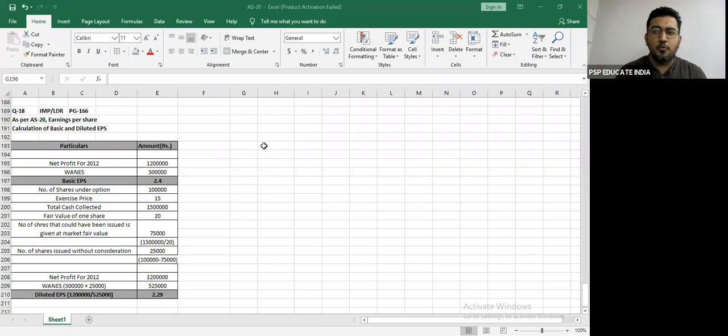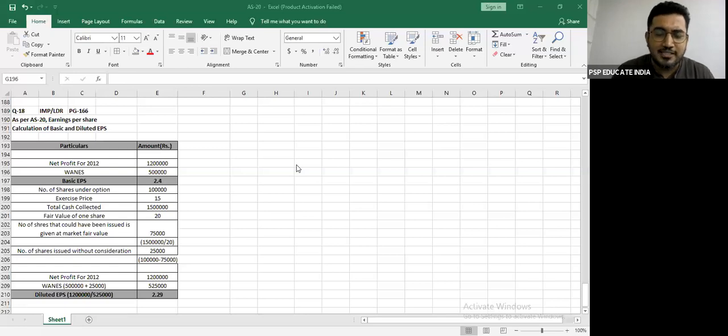However, there is one question, Raj, in which you will have two scenarios. One will be bonus and the other one will be diluted EPS. So you will have potential equity instrument as well as bonus both in one question. That is the kind of question which you can have. So that is something that we will see right now.